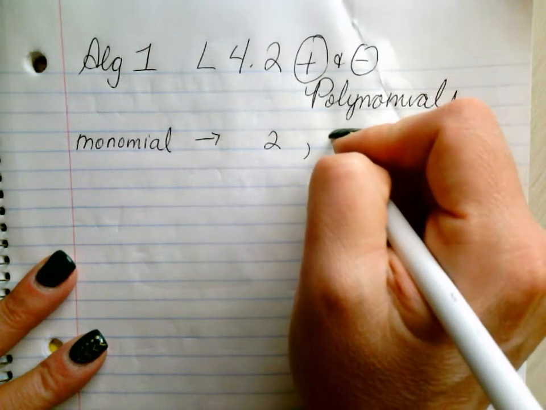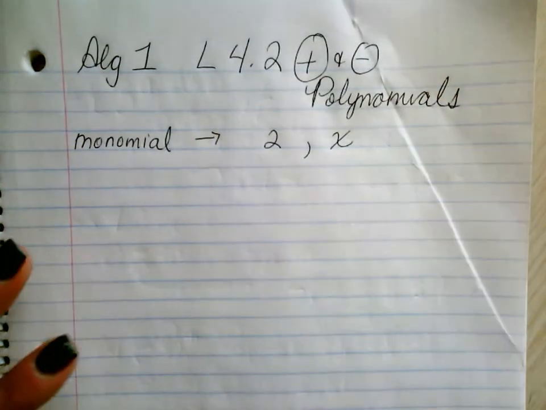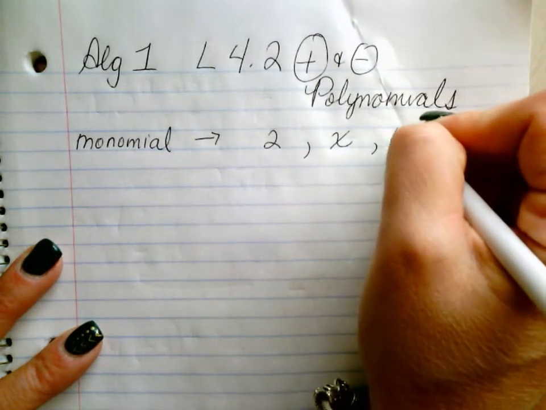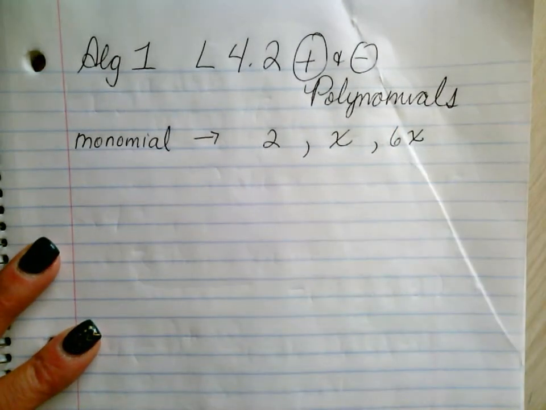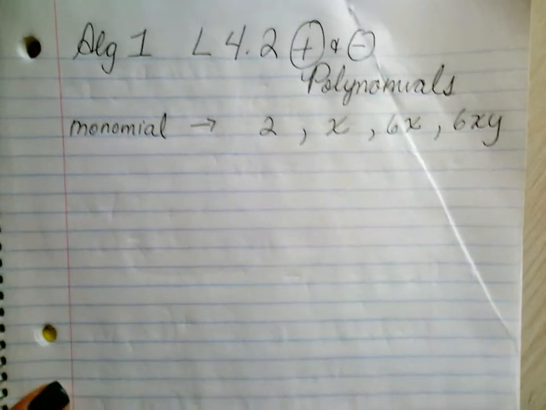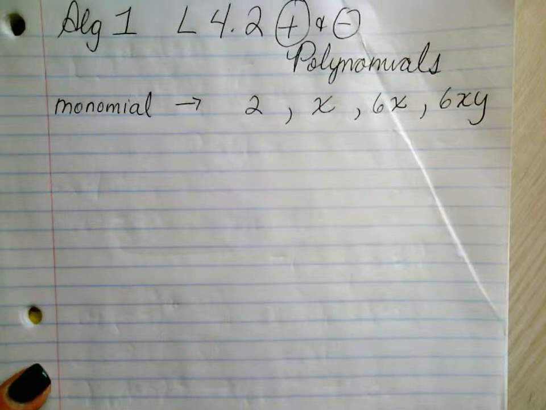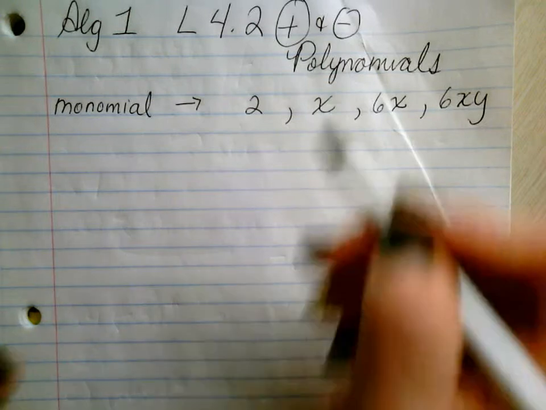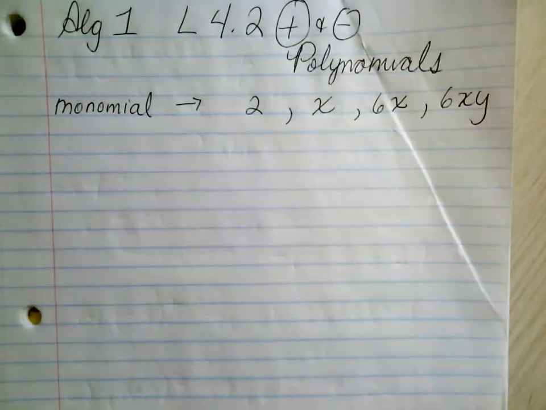A variable is a monomial. A number combined with a variable or variables. Okay? All of those things are monomials. Mono meaning singular, and omial, singular thing, singular name thing. Okay? Now, poly means multiple.